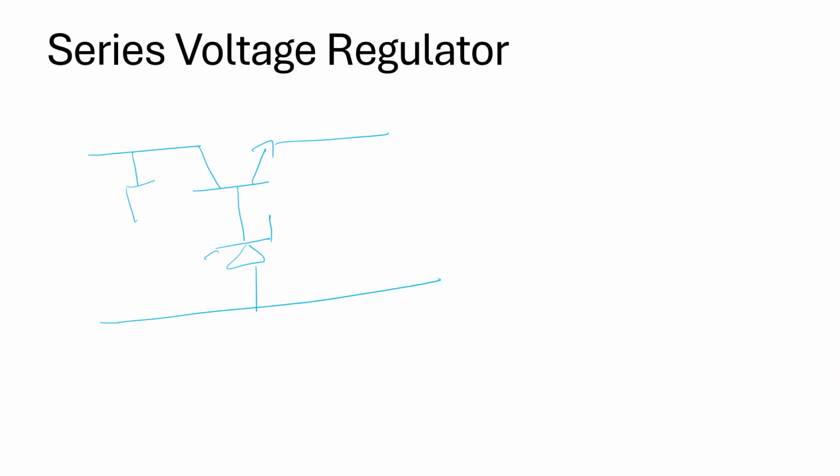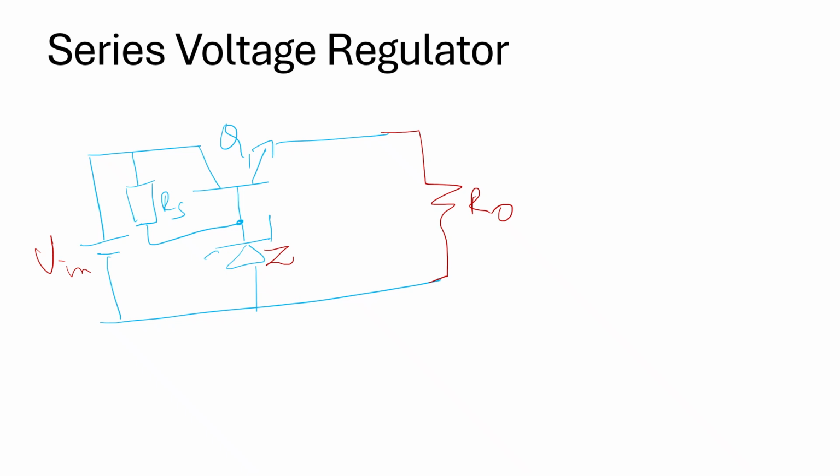It's the source resistance RS, Q1, and input voltage Vin. It's a Zener diode. The output voltage is connected across. So the total output voltage.